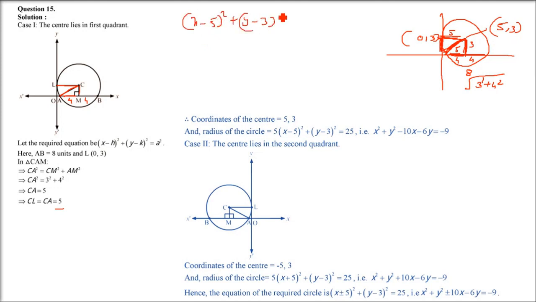So the equation will be (x minus 5) whole square plus (y minus 3) whole square. The radius we already found out, it's 5, so it will be 5 square, which is 25. So this will be the final equation. I hope you will be able to open it.